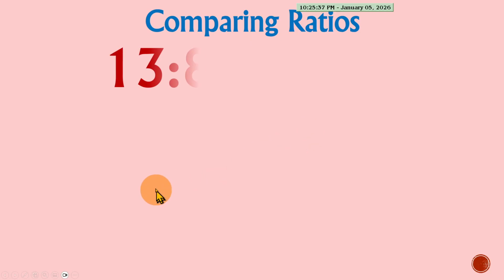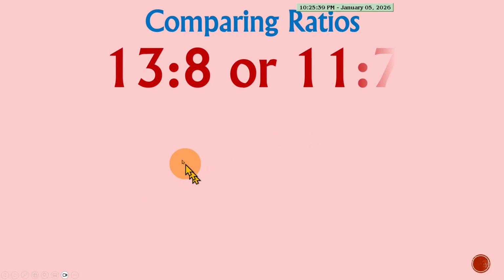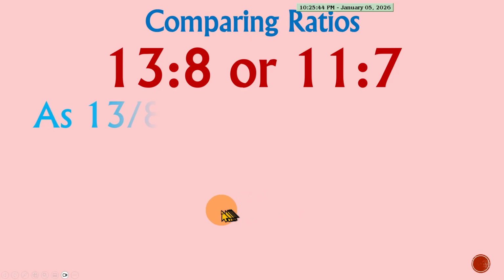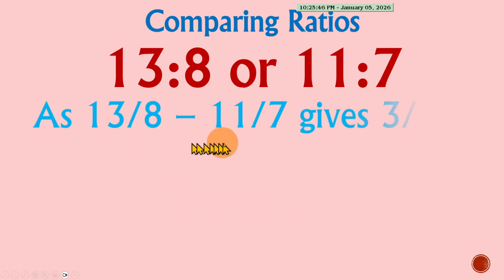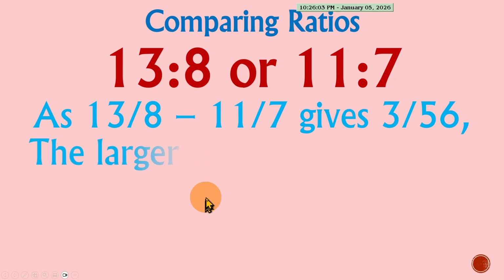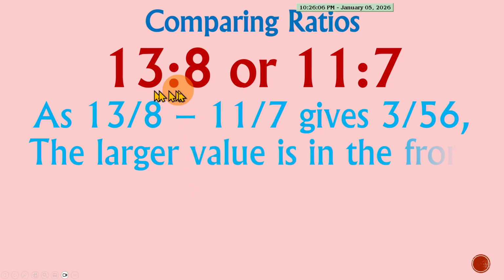Let's just look at one more example. If we have 13/8 and 11 sevenths, we will subtract. 13 eighths take away 11 sevenths will give us 3/56. Of course, you would be using a calculator. I'm not showing the working because this is assuming you're using a calculator. Notice this is a positive number, so that means the larger number is in the front. So 13 eighths, or 13 to 8, would be larger than the ratio of 11 to 7.